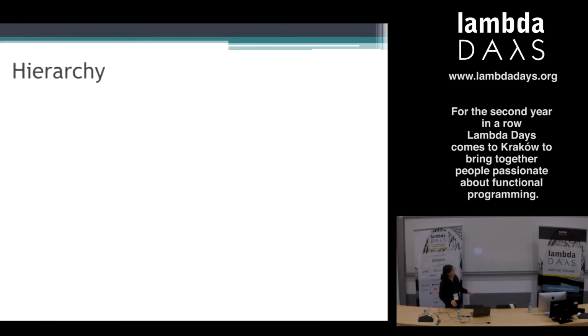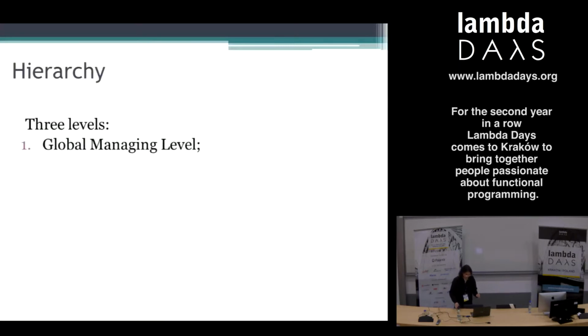So, I've thought already about this: the model is hierarchical, but if we have hierarchy, we need the root, and we have 3 levels. First of all is the global managing level. On the global managing level, you know such things as the structure of the graph, how many vertices, which vertices you have, but you don't know the PIDs of processes. So you know only general information. You will see it later.